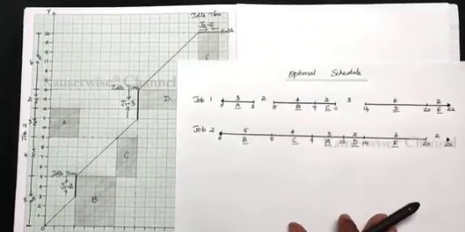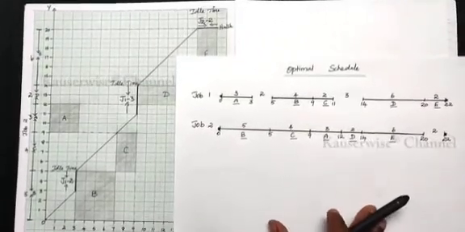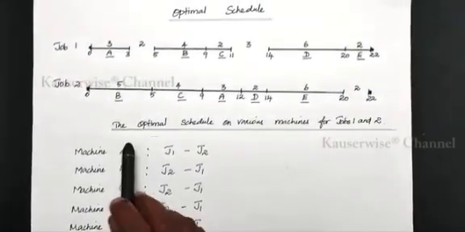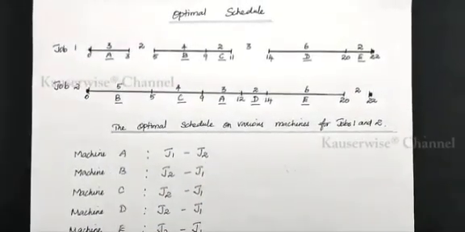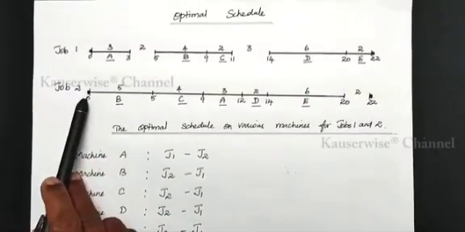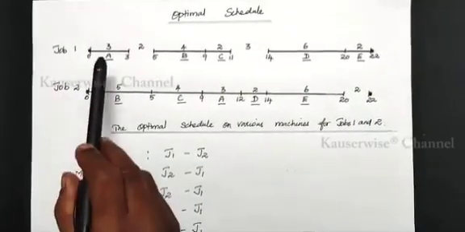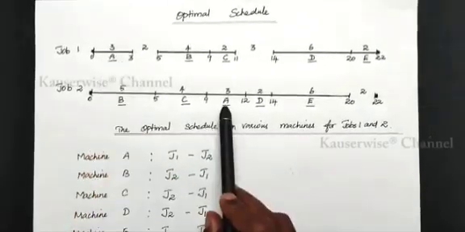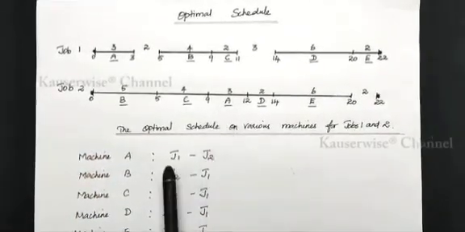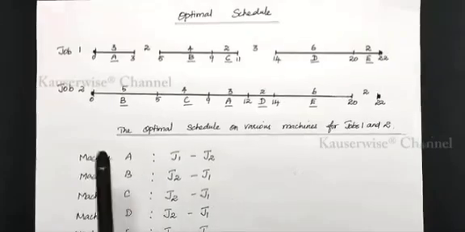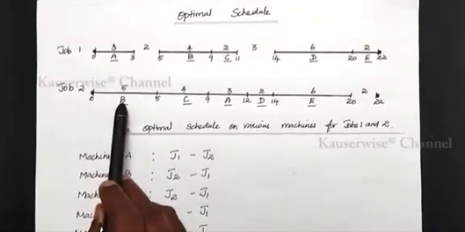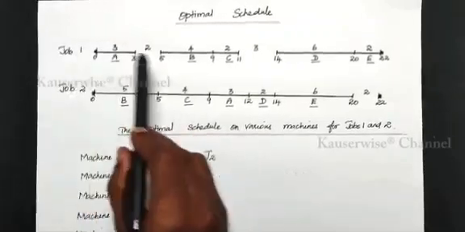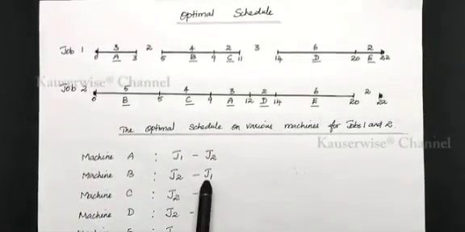Now let's see the optimum schedule on various machines for job 1 and job 2. See the first one, machine A, processing job 1 first and then machine A processing job 2 next. So 1 and then 2. Next one, machine B. So machine B processing job 2 first and then processing job 1. This is the order, 2 and then 1.